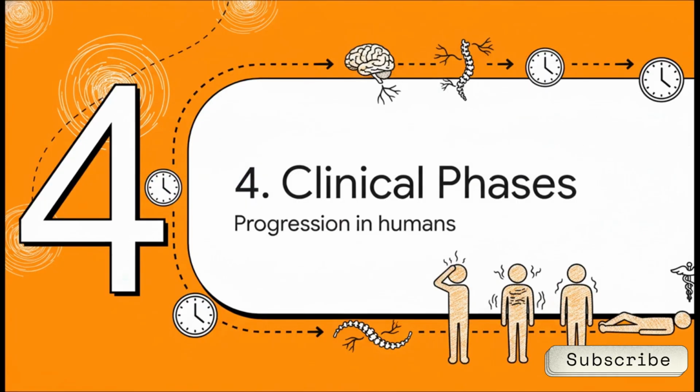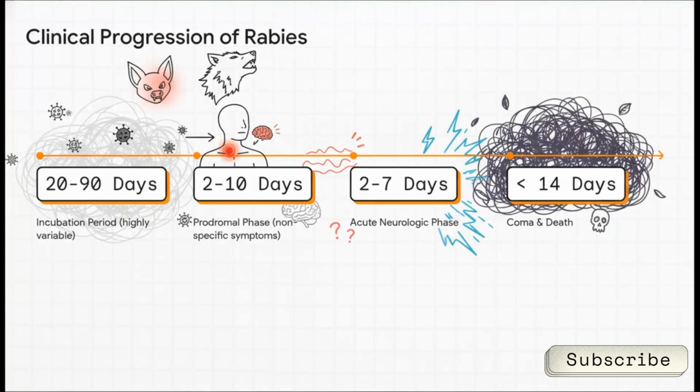Okay, so the virus has made its journey. Now what? Section 4, the aftermath. What does this look like for the person who's been infected? Let's talk about the clinical phases. This timeline is, well, it's terrifying. Look at that incubation period, 20 to 90 days, but it can be super variable.